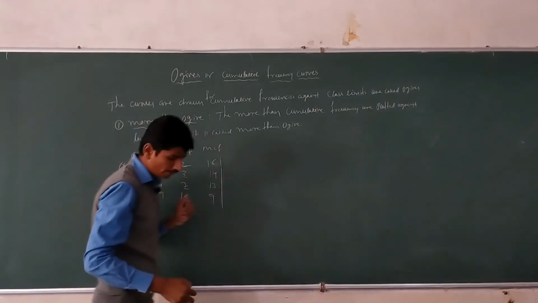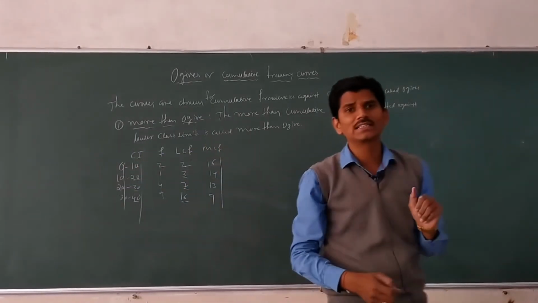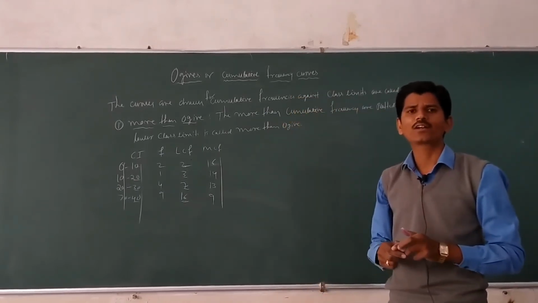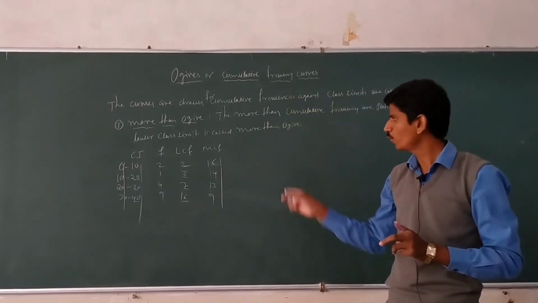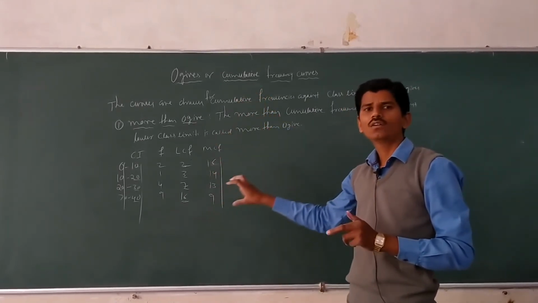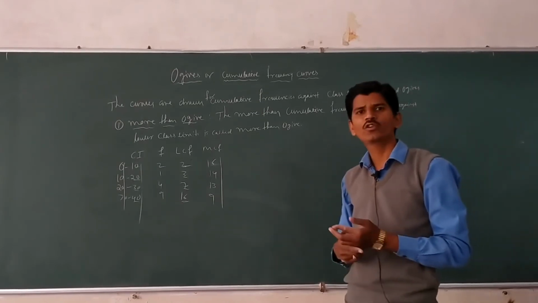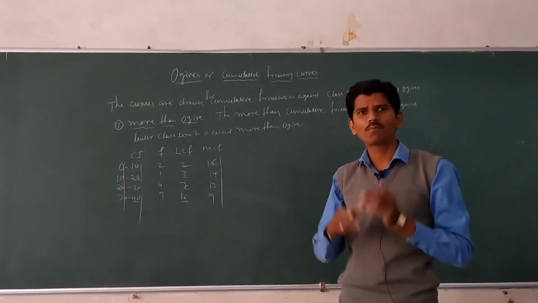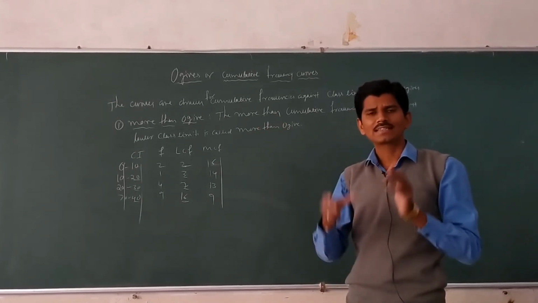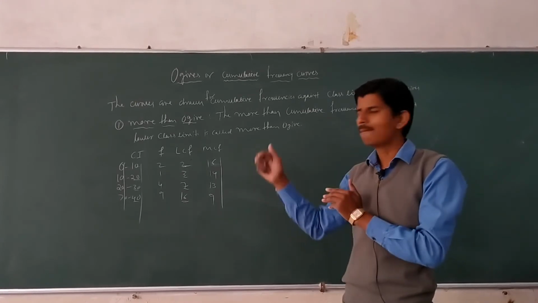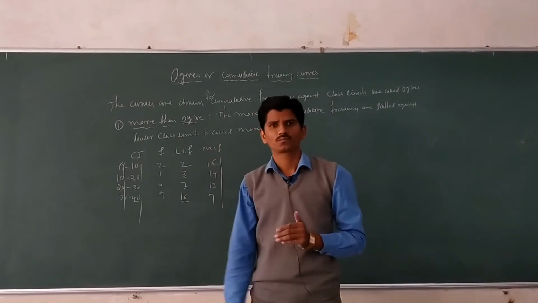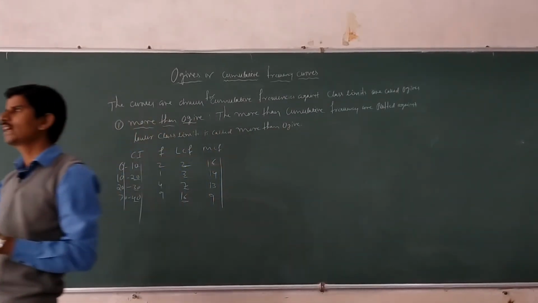Here the cumulative frequencies are taken along the y-axis and the class limits are taken along the x-axis. The more than cumulative frequencies plotted against the lower class limits is called the more than ogive. The next one: the less than cumulative frequencies plotted against the upper class limits is called the less than ogive.